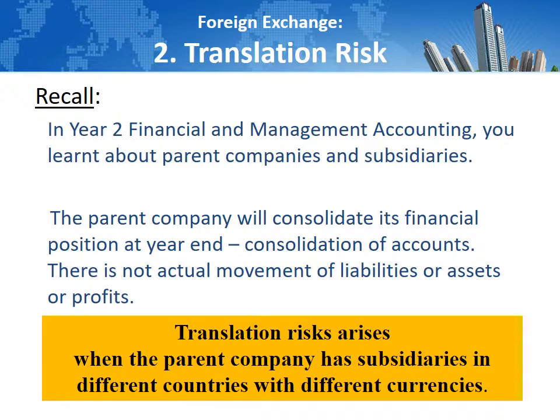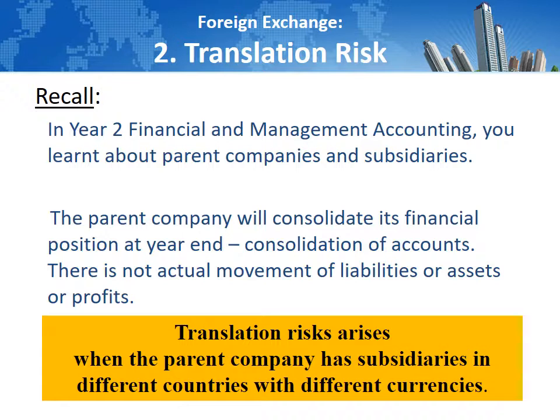In year two, I think most of you would have done financial and management accounting, and you learned about parent companies and subsidiary companies. The parent company will consolidate its financial position at the end of each financial year. That's what we call consolidation of accounts. So you bring the accounts of all the various subsidiaries in all the different currencies, and you translate them all into the currency of the parent company. In the case of Google, we mentioned before, it's US dollars.